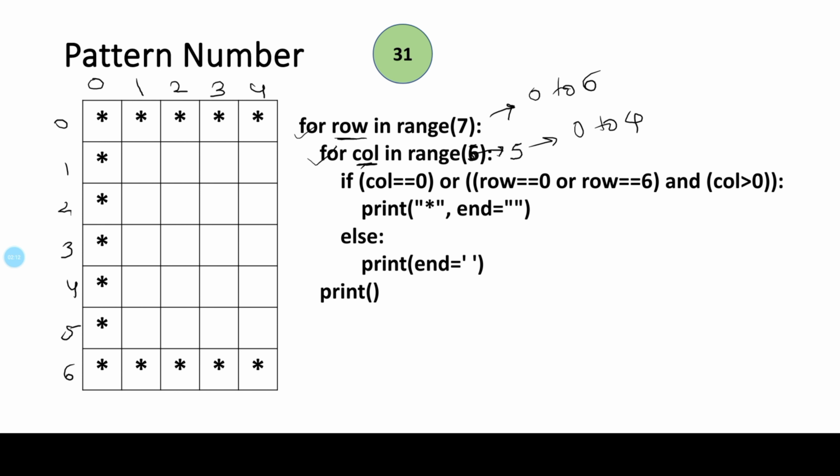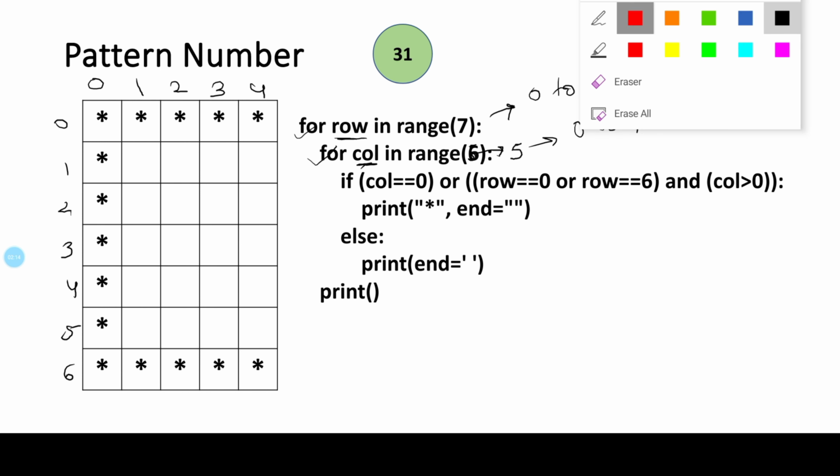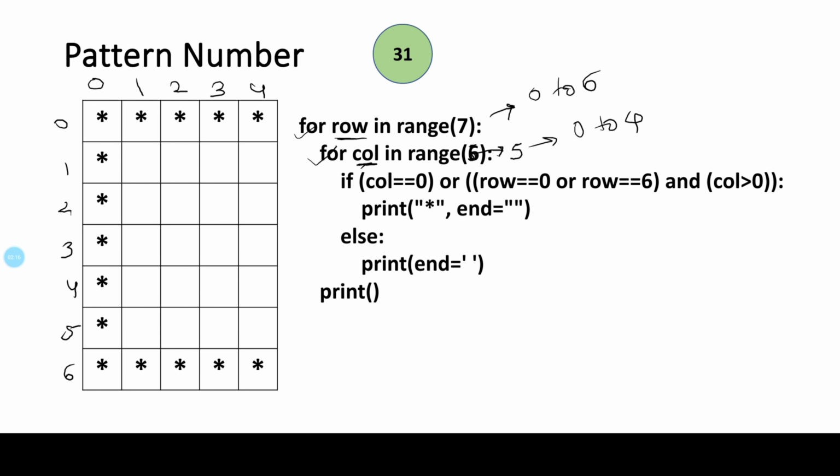Right, now tackling these stars. What we want over here is to print stars. First of all we shall be talking about these stars. For this the if condition will be having column equal to 0. Very simple. We want star in column 0 irrespective of the rows.